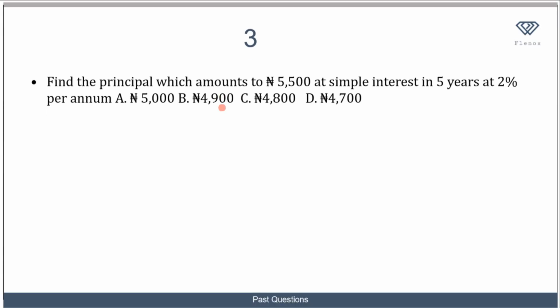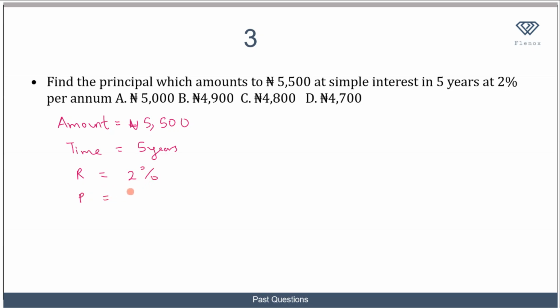Now let's move on to the third example. We are asked to find the principal which amounts to 5,500 at simple interest in 5 years at 2% per annum. So what is this all about? We are told that the total amount is 5,500 naira, and we are told that the time is 5 years and the rate is 2%. We are told to find the principal.